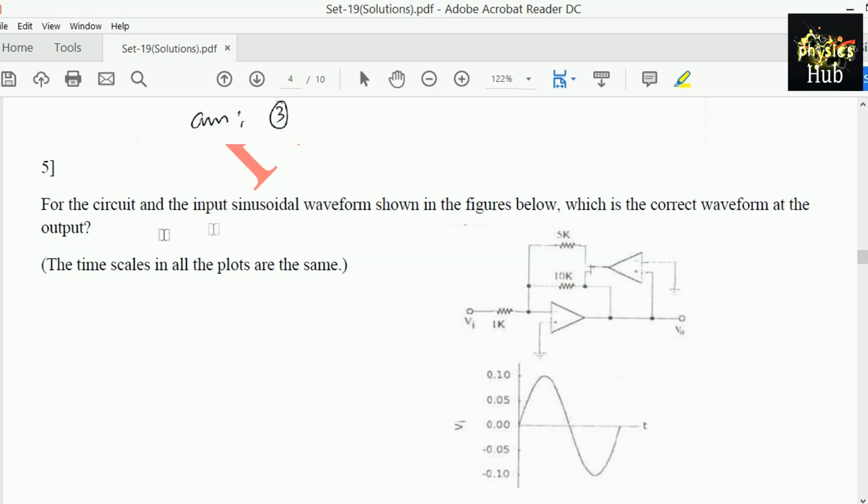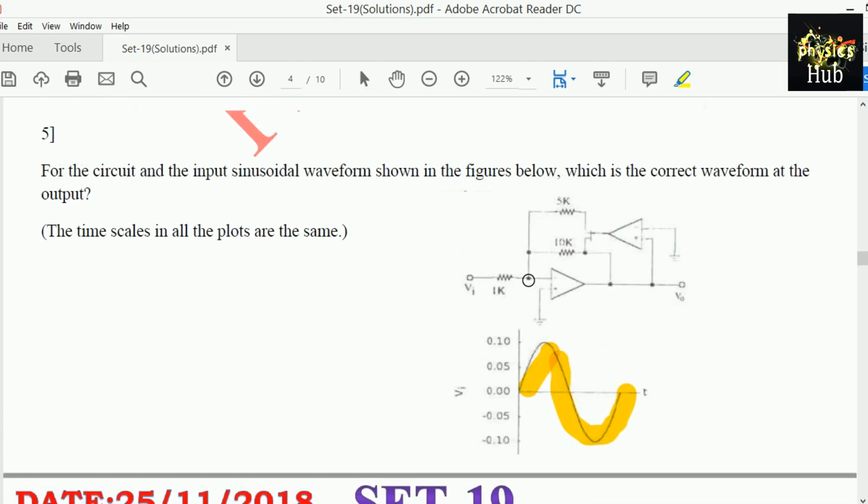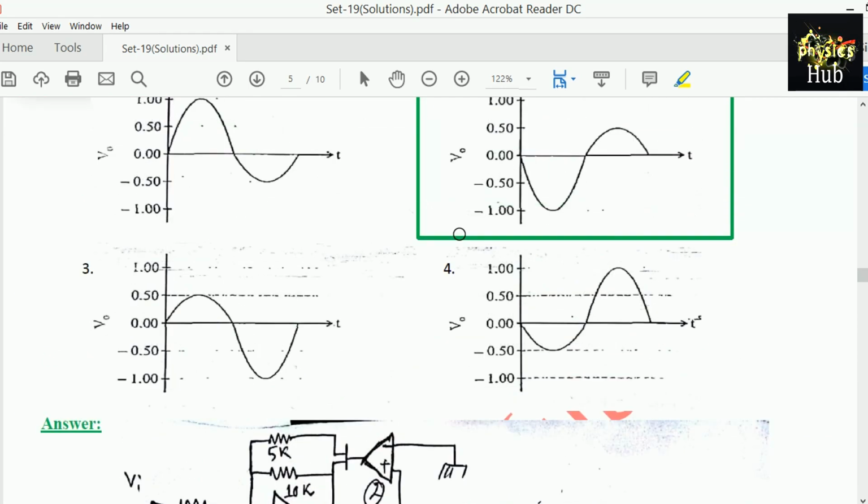For the circuit and the input sinusoidal waveform shown in the figures below, which is the correct waveform at the output? The time scales in all the plots are the same. As you can see, the input signal is a sinusoidal wave, and here you see two op amps. This is negative, this is positive, which means this is an inverting op amp, this is also an inverting op amp. Now a JFET is connected here. You have to recognize the correct waveform from these 4 waveforms.